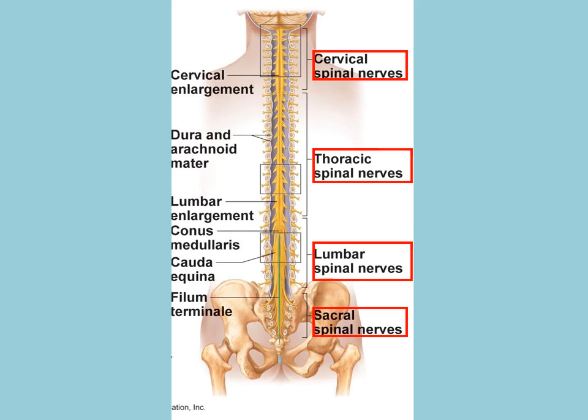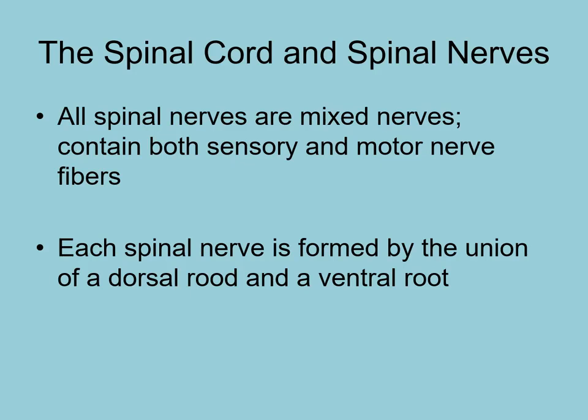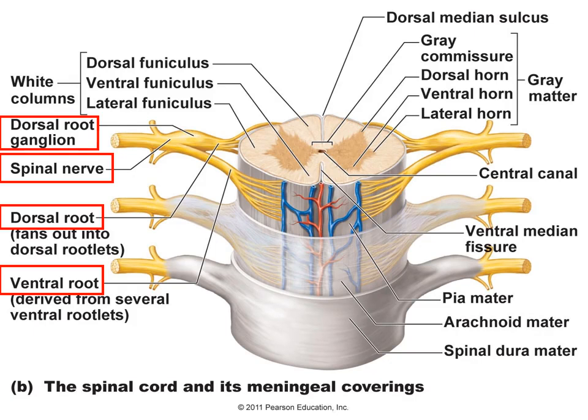So this is just showing the location of these. As you can see, the intervertebral foramen is where they extend out from. All of your spinal nerves are mixed nerves, so that means they contain both sensory and motor nerve fibers. And each spinal nerve is going to be formed from a dorsal root and a ventral root, and they're going to combine together to form that spinal nerve. So over here we have a dorsal root, and then we have the ventral root, and this is what we're talking about. They will come together and merge, if you will, and form the spinal nerve here.